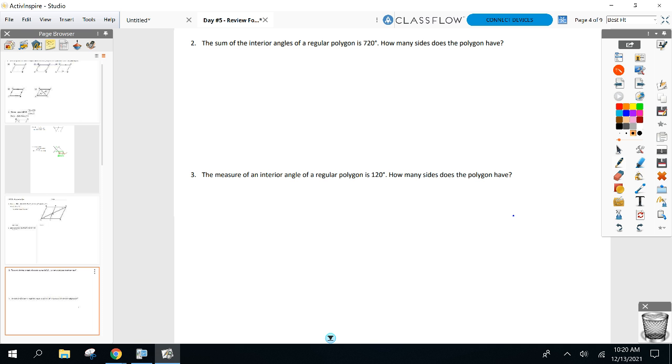Sum of the interior angles is 720. How many sides does it have? And no guess and check. Because tomorrow this thing might have 52 sides and you're not going to guess and check that. All right. Sum of the interiors is 720. How many sides does the polygon have?